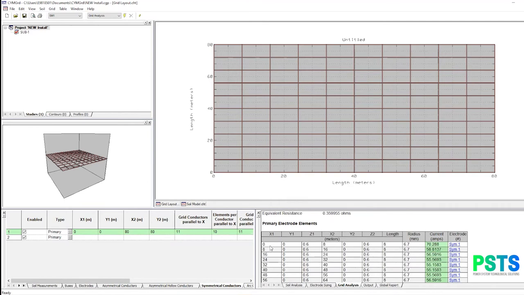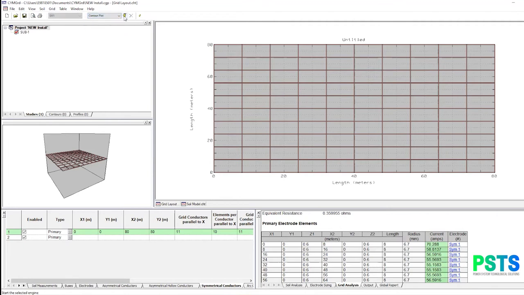And the current in each element, like this element going from 0 to 8 meters. This is the first length, 8 meters in length, and it has 70 amps going through it to the ground. This is the short circuit current going through the ground from this element. The second one maybe has only 56 amps, 58 amps going through it. That's why it's called finite element, because each element has a role to play depending on where it is in the grid. But is it safe? We don't know.